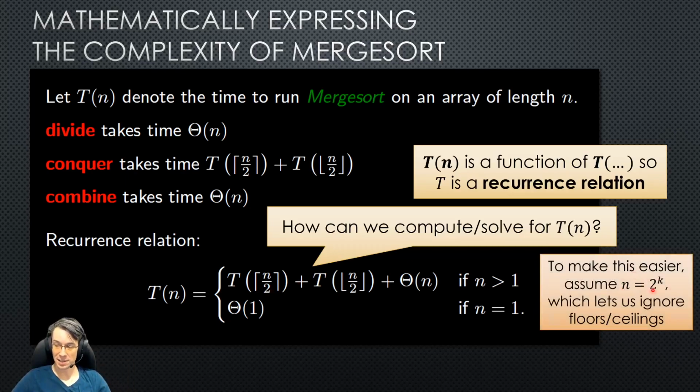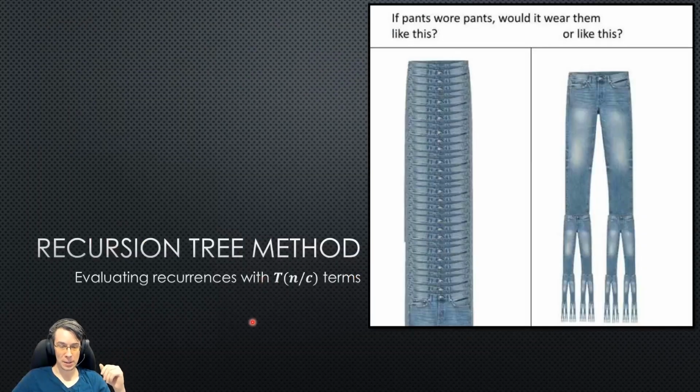And then to make this easier, let's assume that n is 2 to the k for some integer k, which lets us ignore the floors and ceilings. So we're just going to do the analysis for n being a power of 2, and we'll see how that works. Okay, so I'm going to do this first with the recursion tree method.